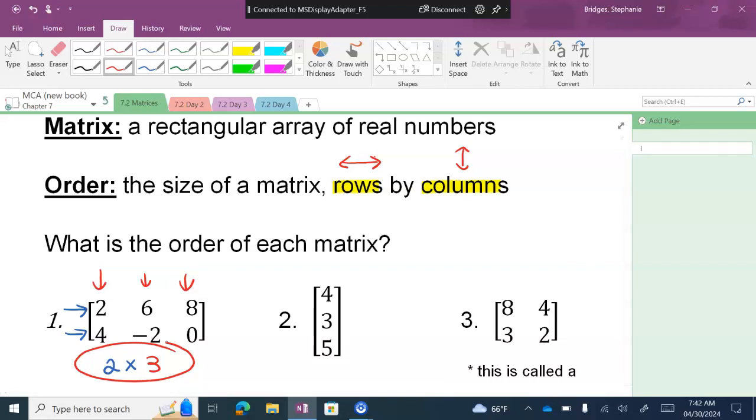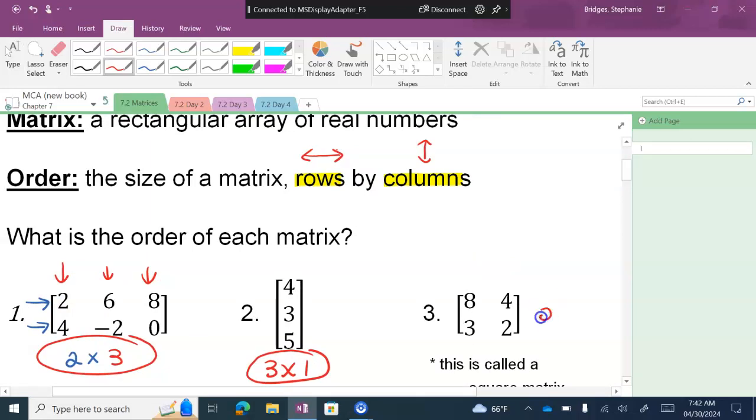What about that second matrix? How many rows does it have? 3. And then how many columns? 1. Okay, so that's a 3 by 1. What about number 3? How many rows does that one have? 2. And how many columns? 2. And this one actually has a special name.